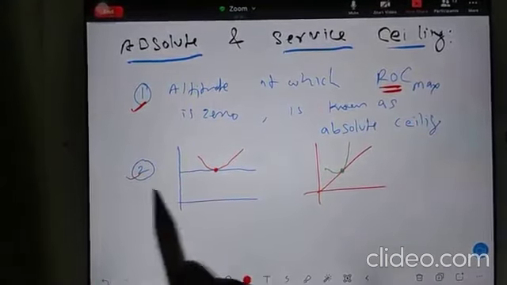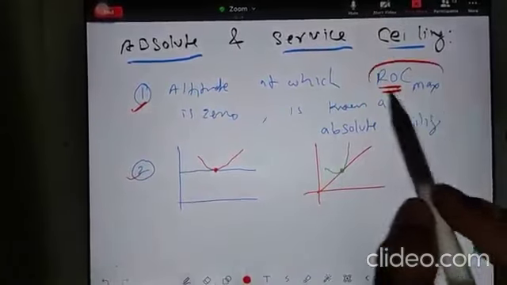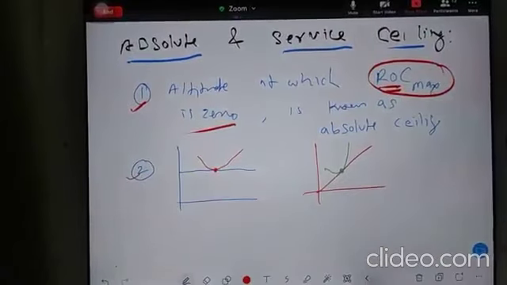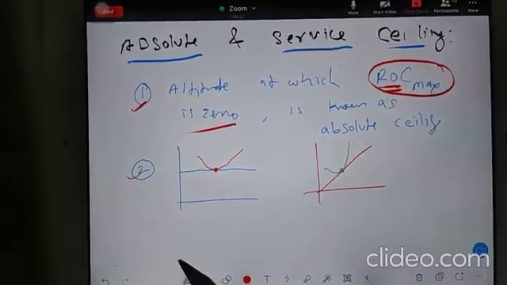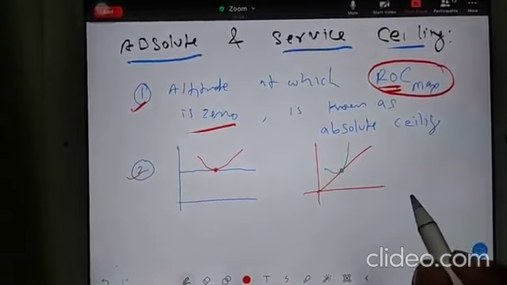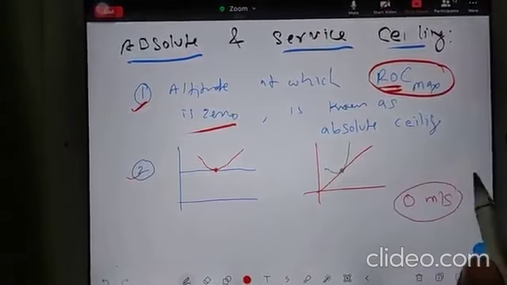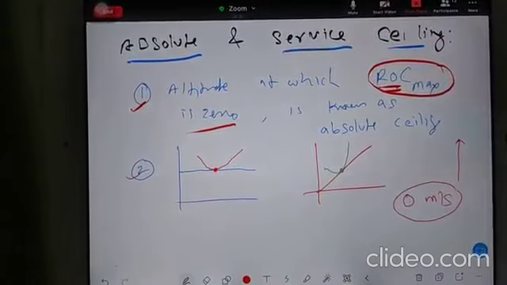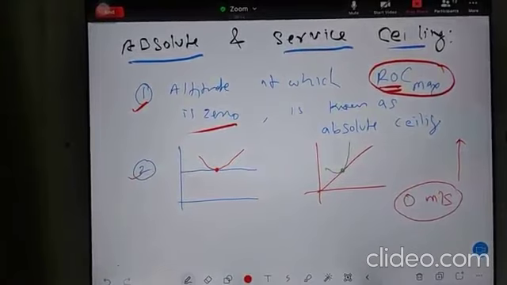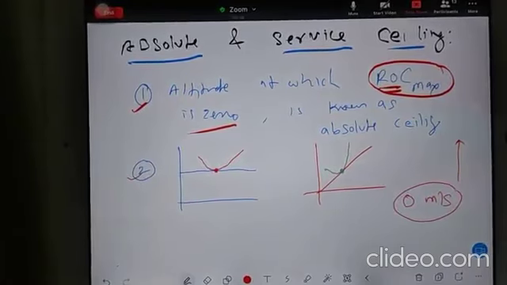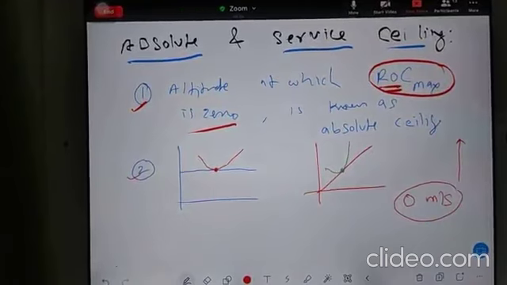Okay, anyway. So the altitude at which ROC max is 0 means rate of climb is 0. Rate of climb means 0 meter per second, speed you will have to go up. And if you cannot go up, then what will happen? You should never touch absolute ceiling. So if you should never touch absolute ceiling, then how much should you touch? You should touch a particular value that is decided for both.